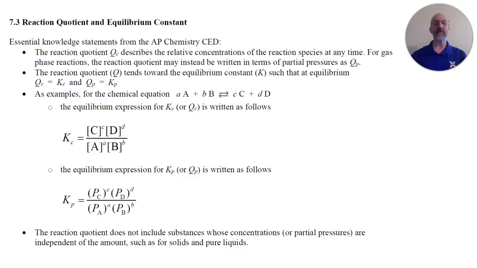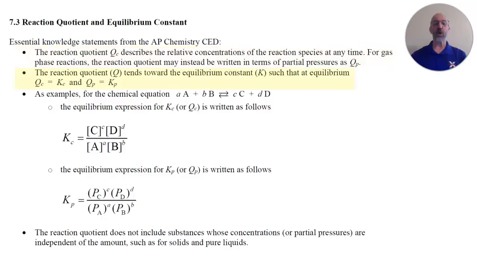And now let's move on to the review for topic 7.3, reaction quotient and equilibrium constant. Here are some essential knowledge statements from the AP Chemistry course and exam description. The reaction quotient, which has the symbol capital Q, describes the relative concentrations of the reaction species at any time, and that subscript C refers to concentrations. Now, for gas phase reactions, the reaction quotient may instead be written in terms of partial pressures, and we have capital Q with a subscript of P. So P for pressure, C for concentration.